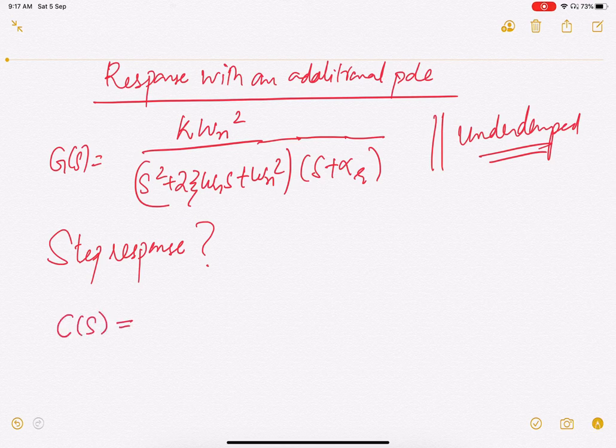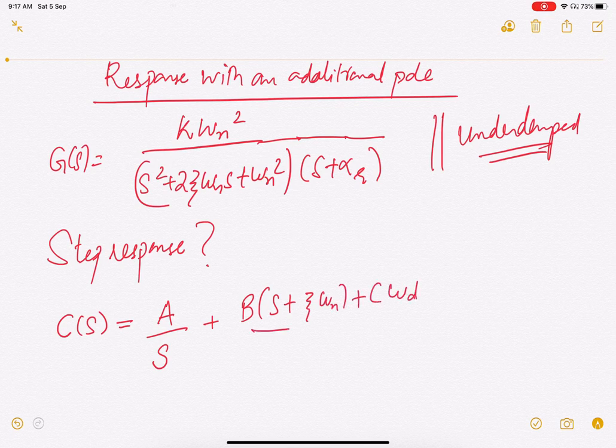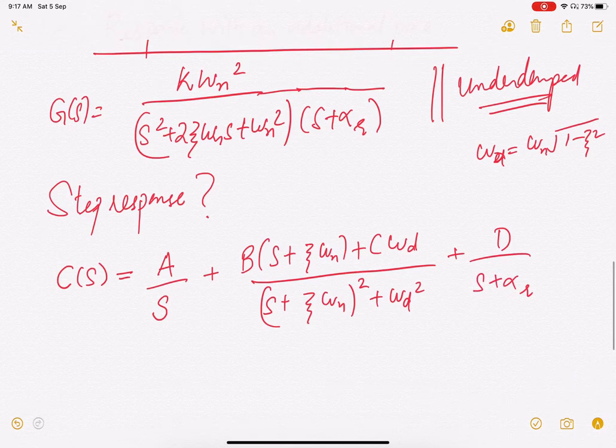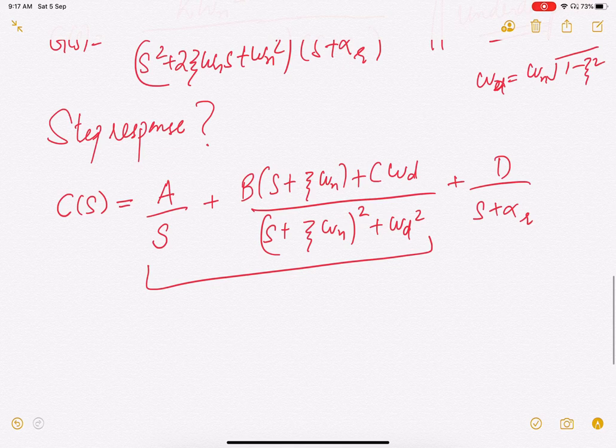I can write down the partial fraction expansion for C(s) like this: A over s, plus B (s plus zeta omega n) plus C omega d, divided by (s plus zeta omega n) whole squared plus omega d whole squared, where of course your omega d is the damped natural frequency, which we have discussed in detail, plus D divided by s plus alpha r. So this much is similar to what we had obtained earlier for the second order system, and this term is additional because of the additional pole that we have now here.